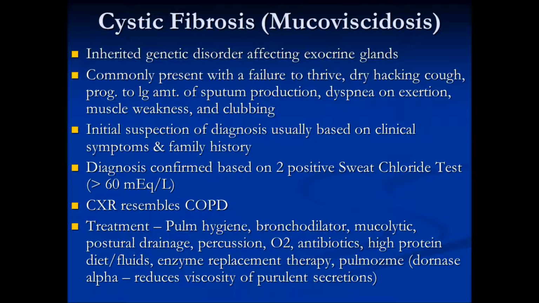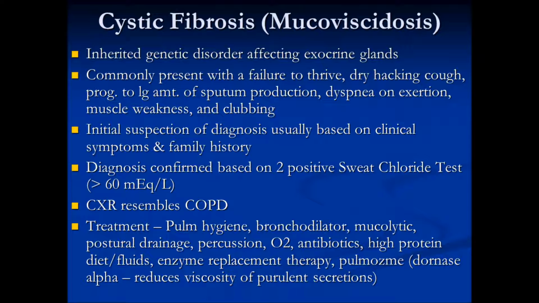You need to make sure you understand that it is an inherited genetic disorder, and it affects the exocrine glands. And the exocrine glands not only supply or come in contact with the lungs, but also the liver. Those are the main organs that are affected, and the digestive system, sorry, the three main organs that are affected by this condition.